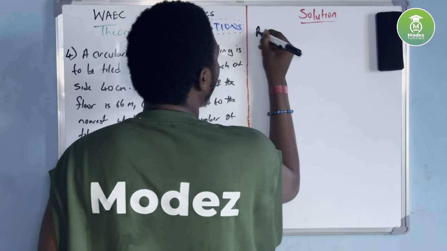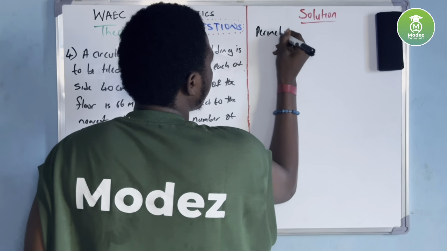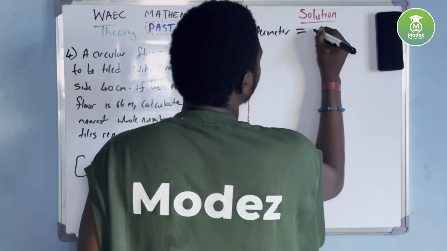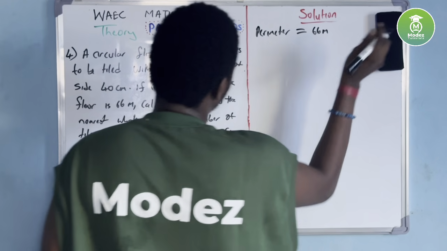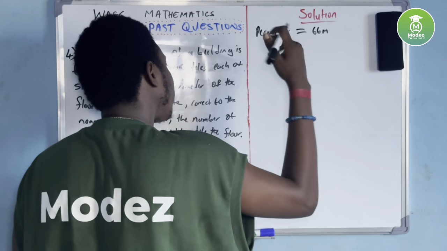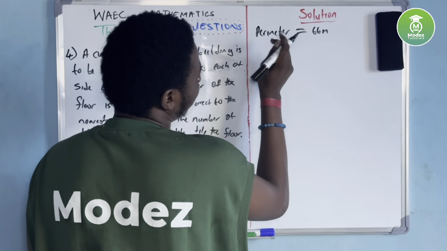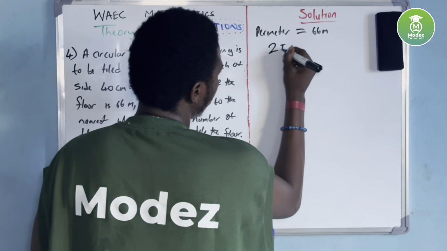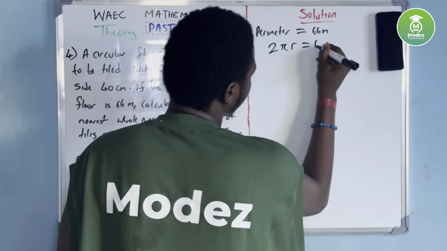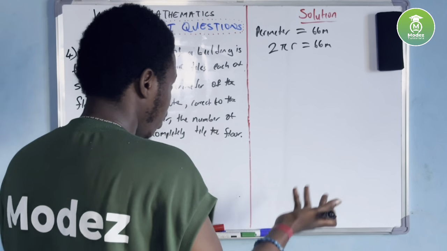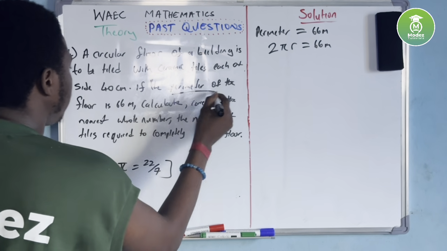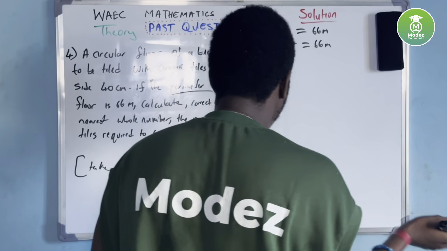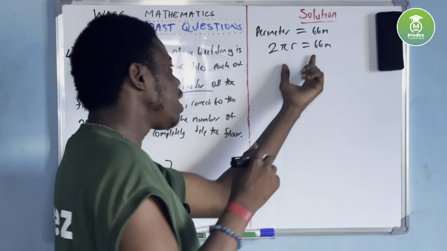So perimeter is equal to what? 66 meter. And don't forget, perimeter is also the same thing as circumference. What's the formula for finding circumference of a circle? The circular floor, don't forget. 2 pi r is equal to what? 66 meter. That is what the question said. The perimeter of the floor is 66 meter.